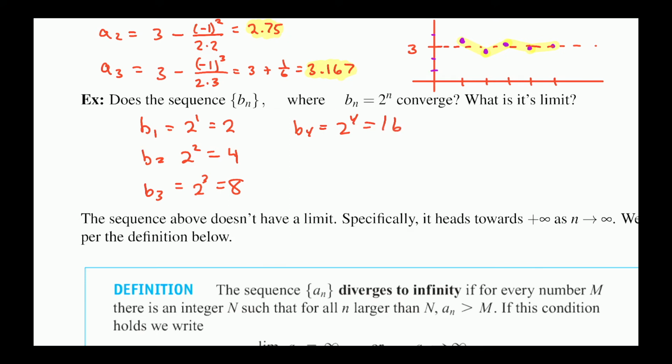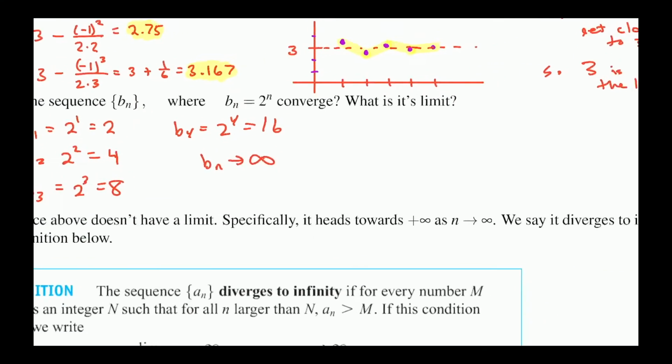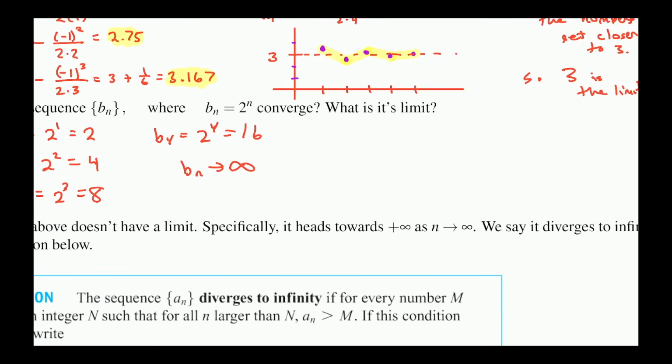So does that have a limit? No, not as a number. If you want a limit as a real number, it doesn't have a limit. But you could also say it goes to infinity. So Bn goes to infinity. Normally we would say that that does not have a limit.